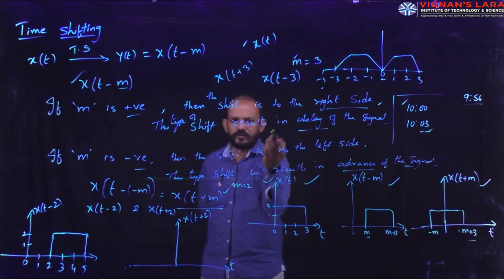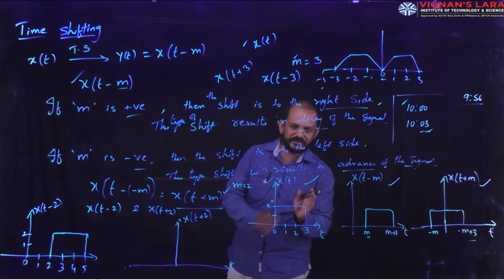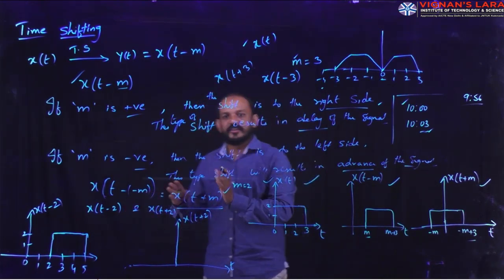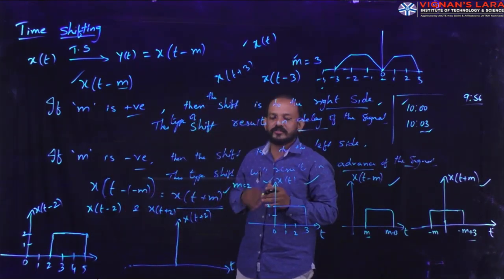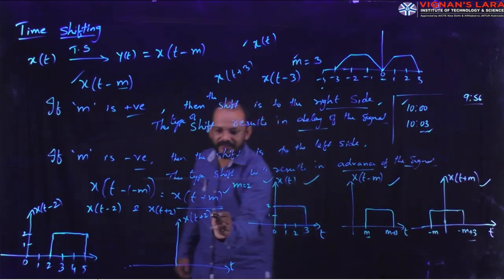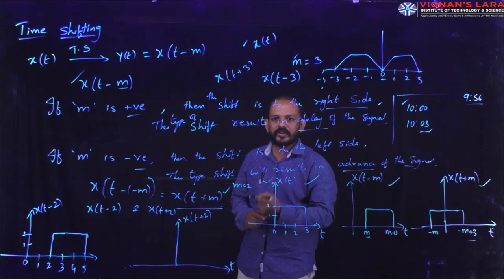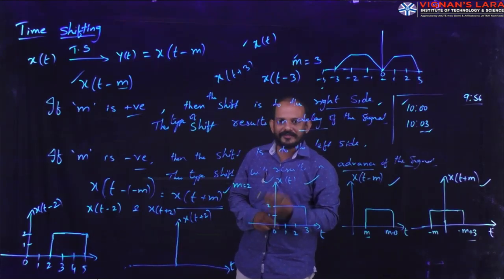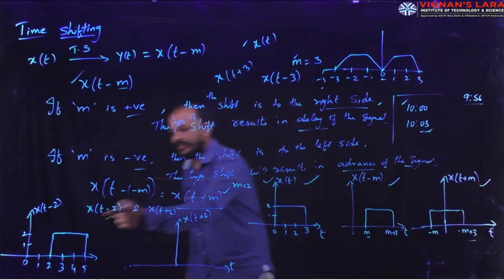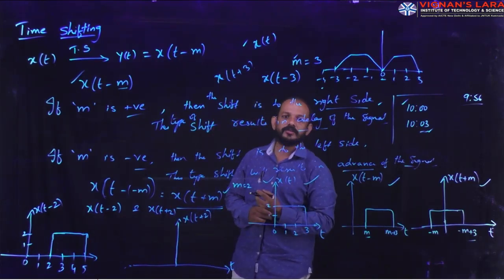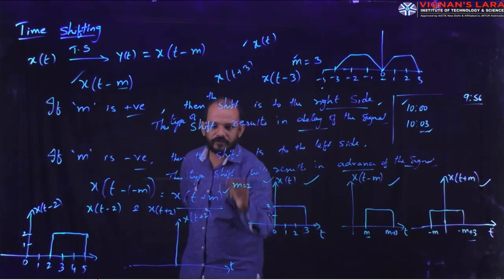So t plus 2 equal to 0, then t equal to minus 2. Minus 2 means left side, there is a negative shift. This shift results in the advance of the signal. So the signal will be advanced by this factor, that is 2. There I had taken m, here I had taken 2. So this signal will start 2 seconds earlier. So from where will it start?